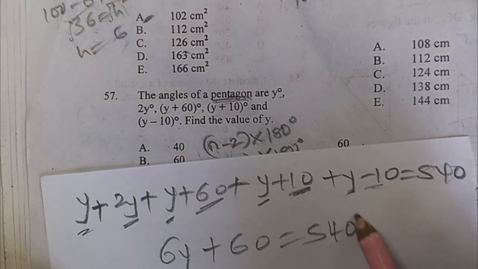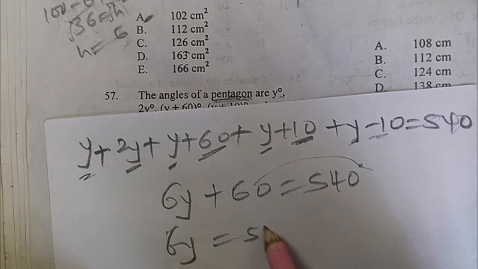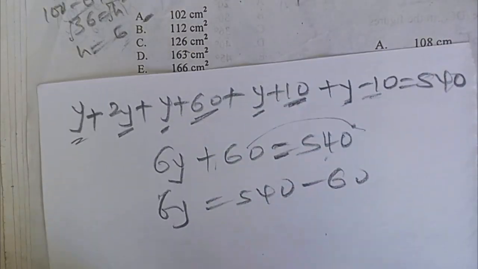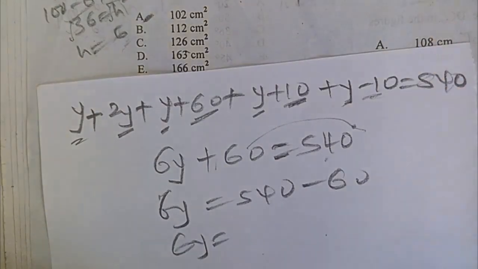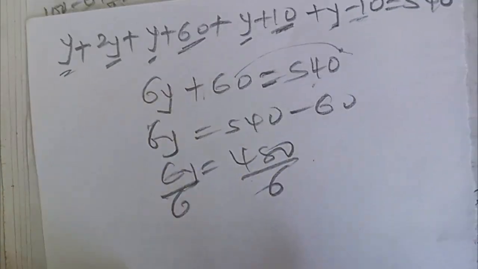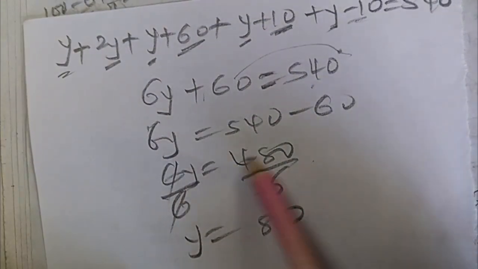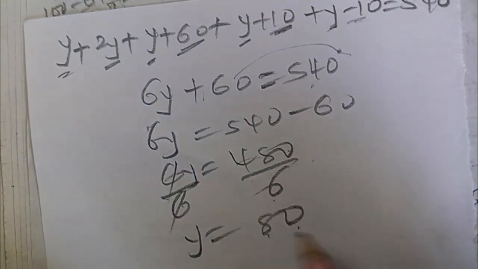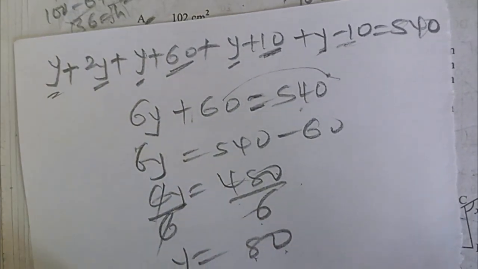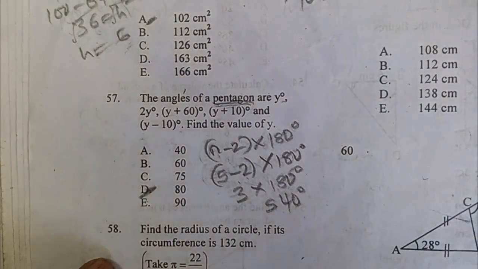Equals 540 degrees. Then we take 60 to the other side. That means it will become negative over there because it's crossing the equality sign. Then 540 minus 60 will give us 480. Then we divide both sides by 6. So our y equals 80. Because 6 in 48 is 8, in 0 is 0. So you can pause the video and watch it over and over. So y is 80. Option D.